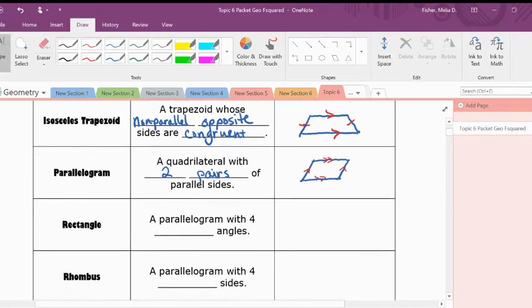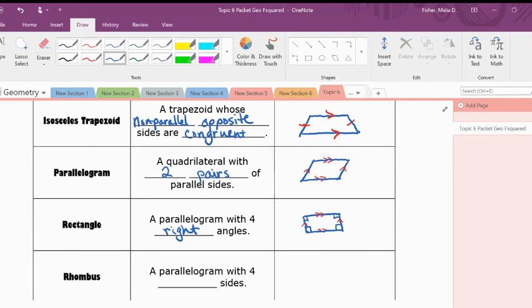And a rectangle is a parallelogram with 4 right angles. So we have a parallelogram, meaning that those sides are parallel and these sides are parallel, but now I have right angles. So parallel and right angles.